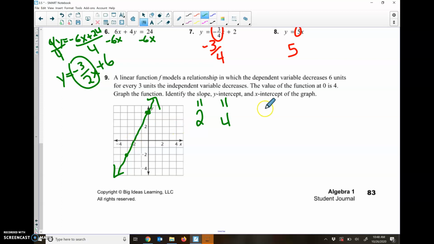X-intercept here, it looks like it's crossing at negative 2. And we can even test that out, up 2 over 1, up 2 over 1. All right, so that is your lesson on slope.